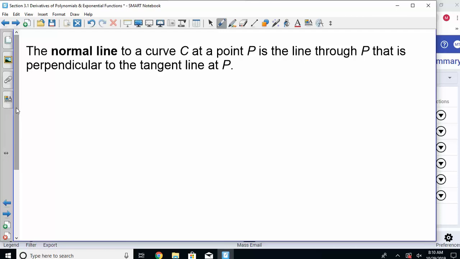We have talked about tangent lines and secant lines. The one thing that we have not looked at yet are normal lines. Sometimes I may ask you for the equation of the normal line. It is a line going through a point that is perpendicular to the tangent line. So for instance, if I were to take this curve, this line right here would be the tangent line. This would be the normal line.